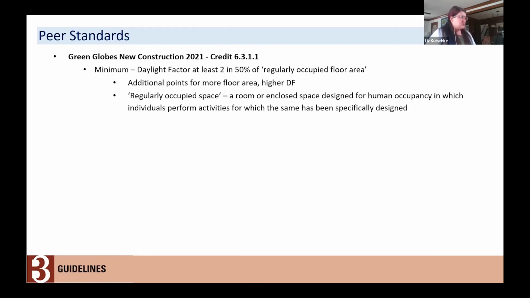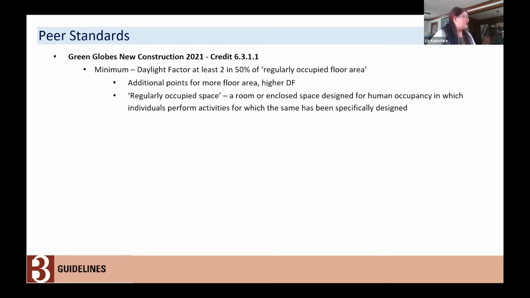And then Green Globes' newest version from 2021 requires a minimum daylight factor of 2 in 50% of the regularly occupied floor area, and offers more points for more area or higher daylight factors. So our new threshold is lower than this because of the findings from our assessment process, which I will be talking about next.